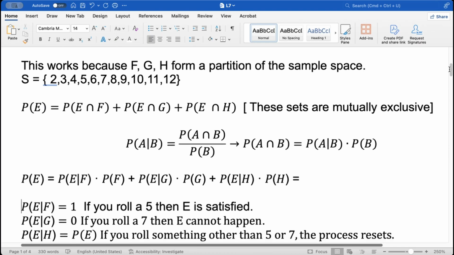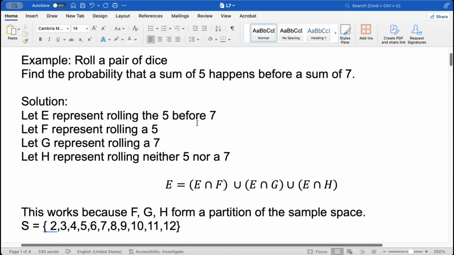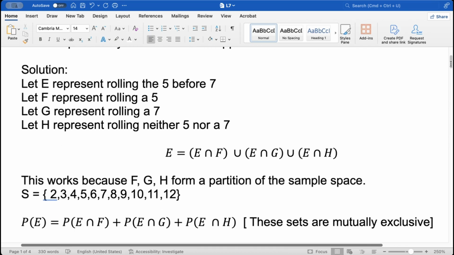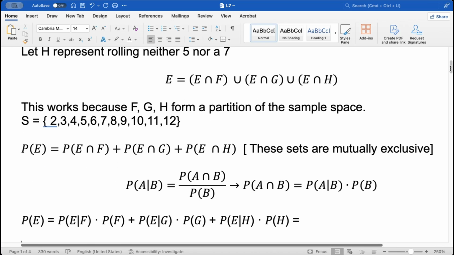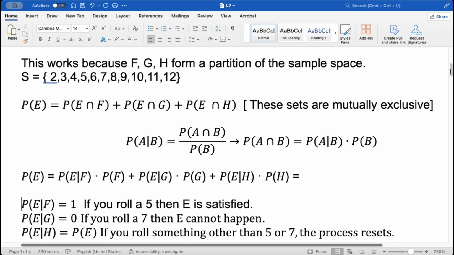Now, the probability of E given H is just the probability of E. If you get neither one, the problem just restarts and you just roll again as if nothing happened. And so the probability is still as if you hadn't made any roll at all. So the probability of E given H is still the probability of E. You roll something other than 5 or 7, the process just resets and you roll again.